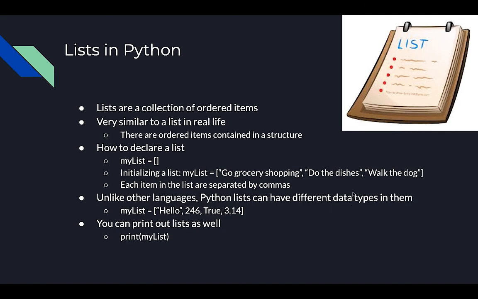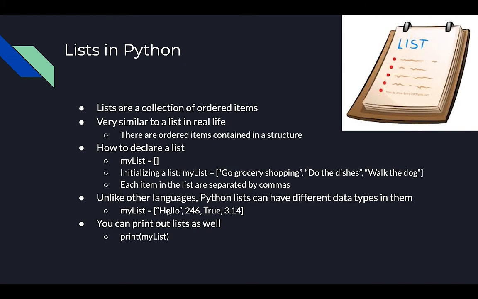If you've done Java or JavaScript too, you can't have other data types in the list. So if you have a list and the first element is an integer, like 5, and then the next item is a string like "hello world", it's not going to work. It's going to break. In Python, you can actually have that happen.